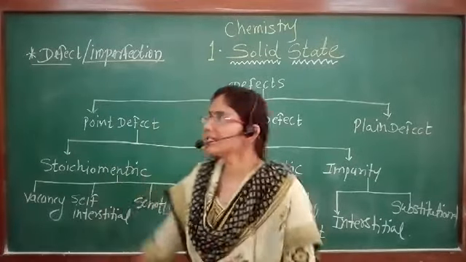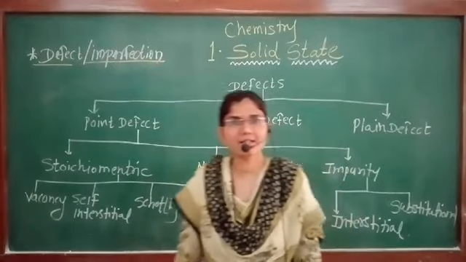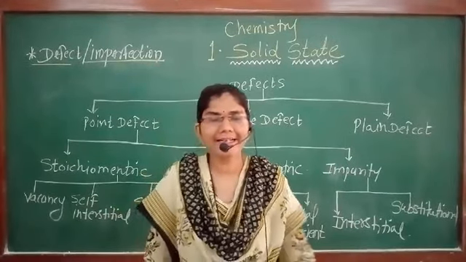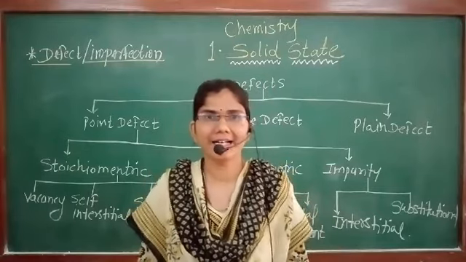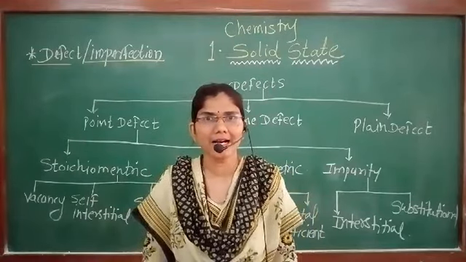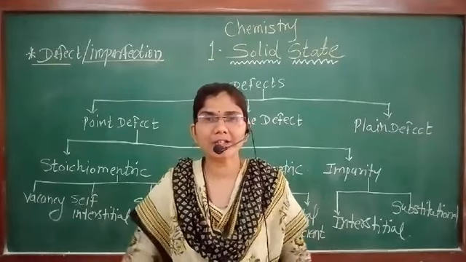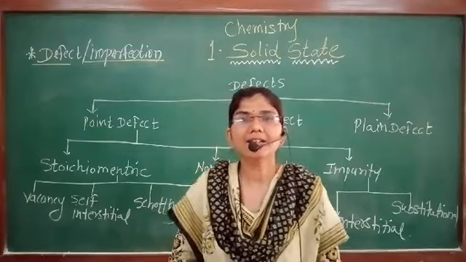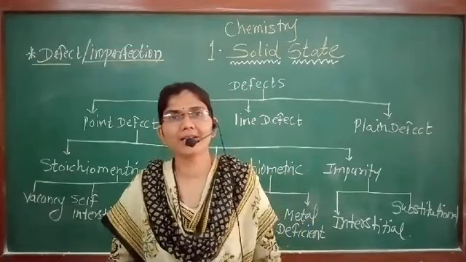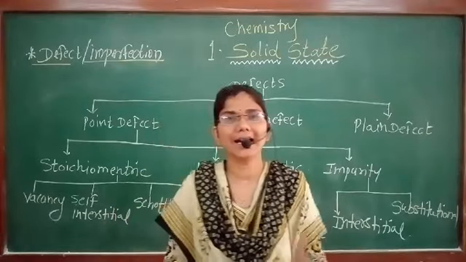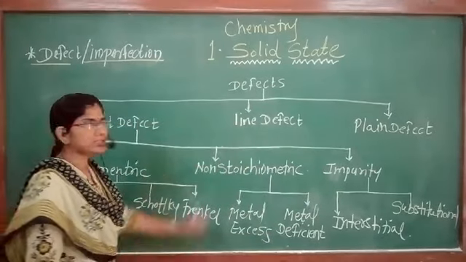Defects means the imperfections. And why do defects occur in a crystal structure? Because the rate of crystallization is faster than the required rate, and at that time there are some irregularities in the arrangement of the particles of the crystal structure, and therefore faulty arrangement occurs in the crystal structure, and these are called defects. So this is the classification of the defects.